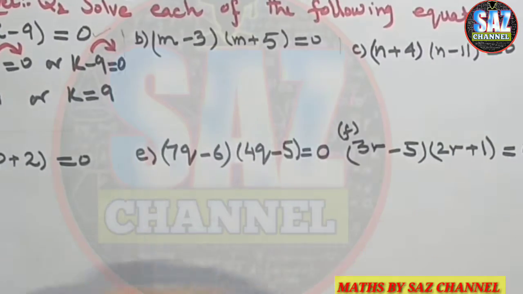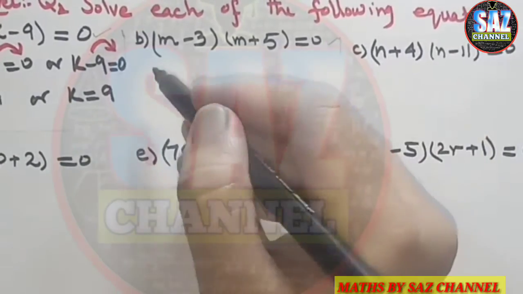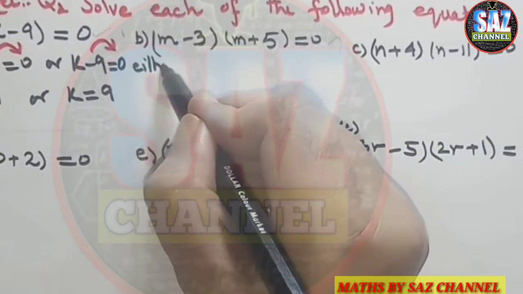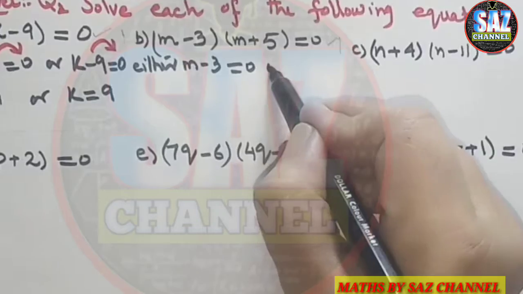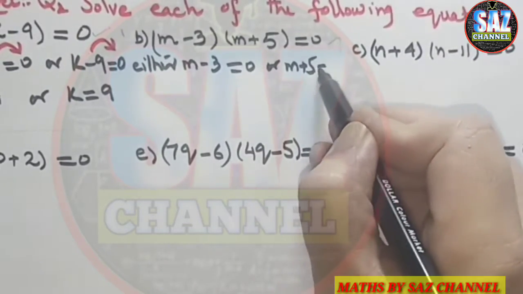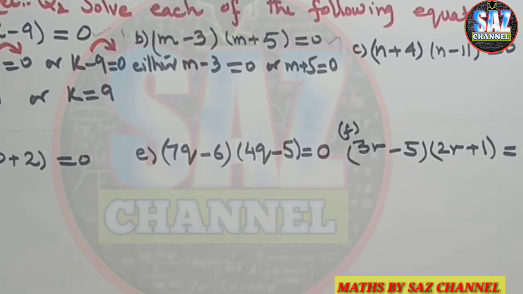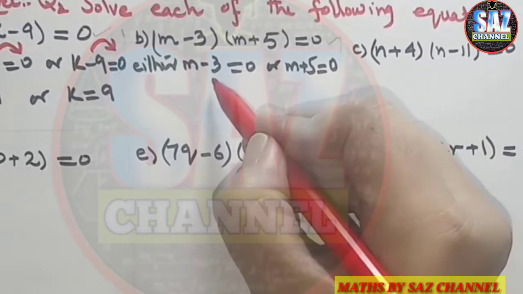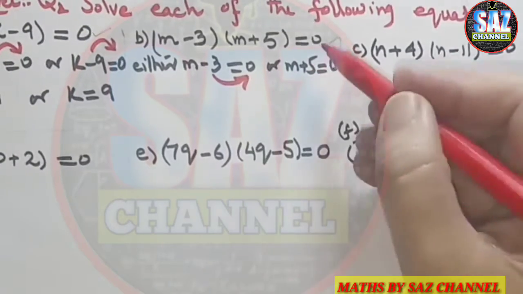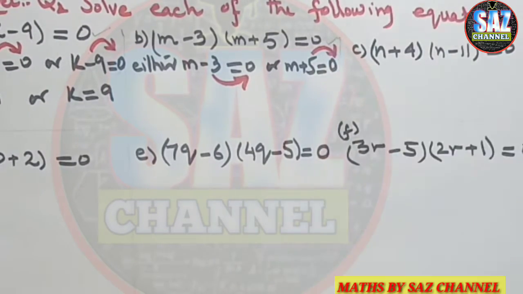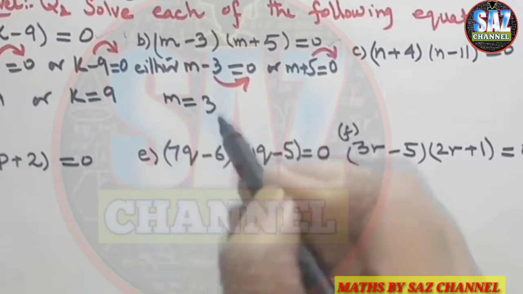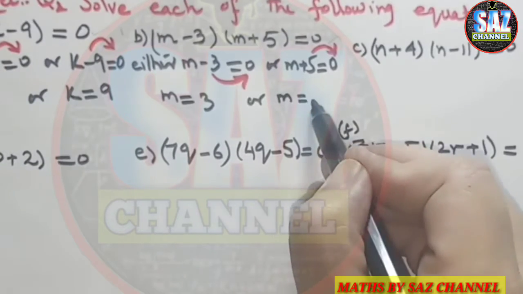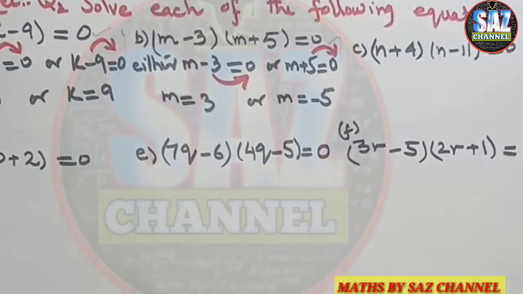Second part is m minus 3 into m plus 5 equals to 0. To solve this equation, what I will be doing, I will equate either m minus 3 equals to 0 or m plus 5 equals to 0. Now, in order to get value of the variable or to solve the equation or to get the roots, I always have to shift the constant to other side, and this will give me m equals to 3 or m equals to minus 5. These are the two solutions of this equation.